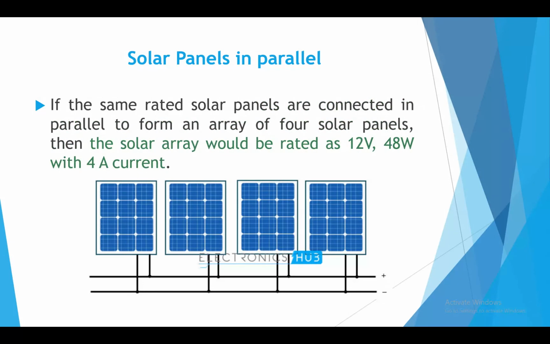Next, when these solar panels are connected in parallel having the same rating, that is each has 12 volt, 12 watt power, and 1 ampere of current, in parallel combination the output will be 12 volt, the voltage remains the same, and the current will be more, that is 4 ampere in this scenario. So in this way we can combine panels in series or parallel, and we can get the desired voltage and current.